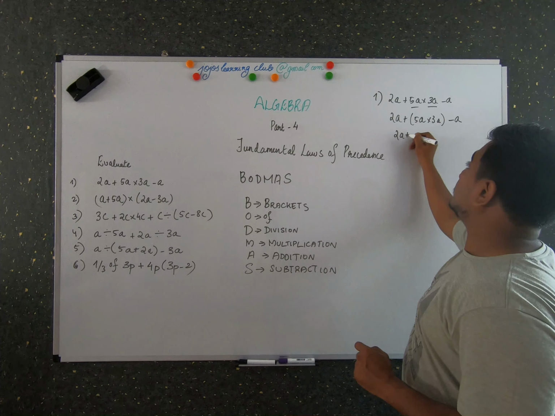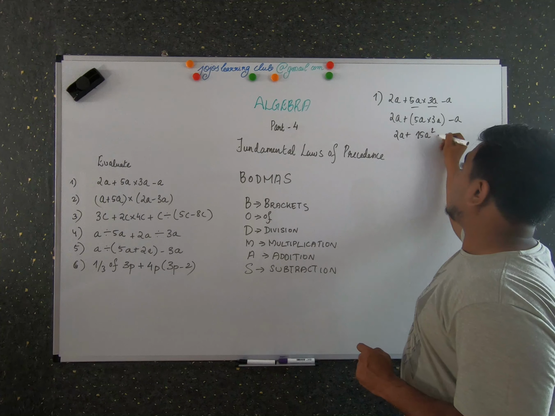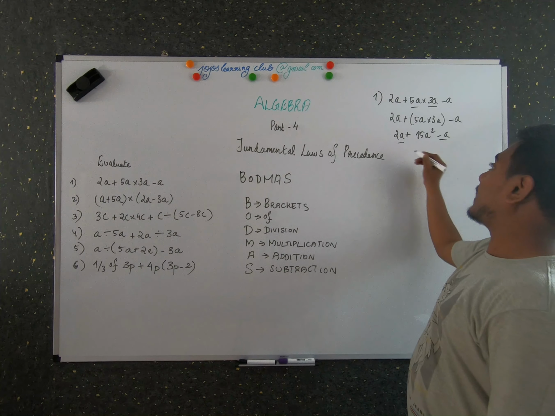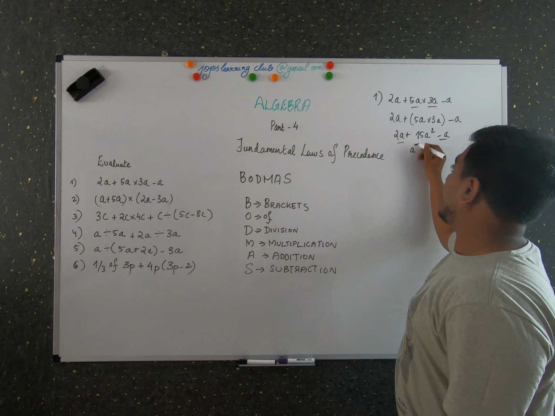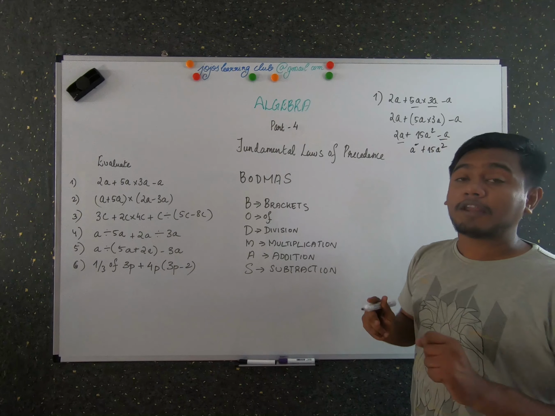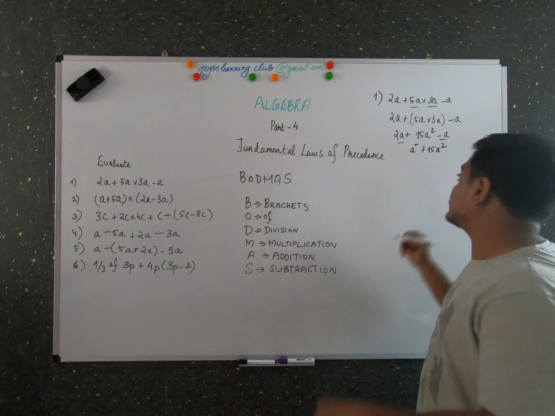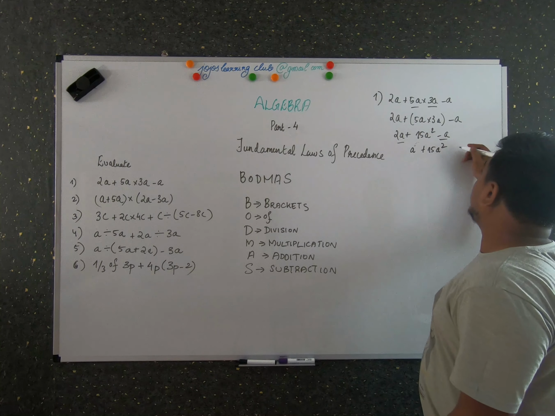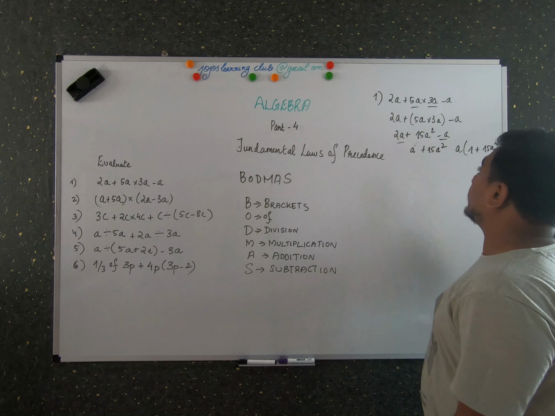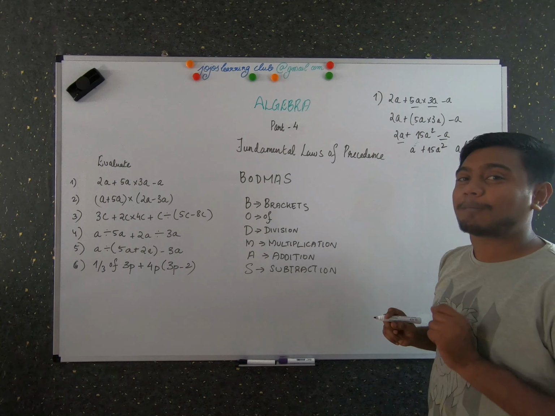So 2a plus 15a square minus a, and now you have only subtraction. So 2a minus a is a, plus 15a square. And now, when you have an algebraic expression, you have to factorize it. So your final answer would be a into 1 plus 15a. So this is the answer for problem number 1.